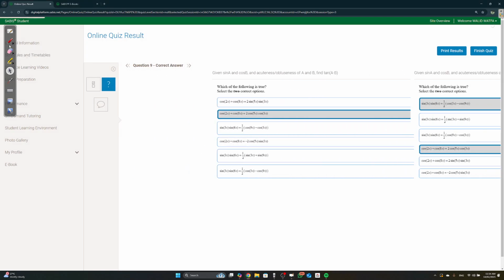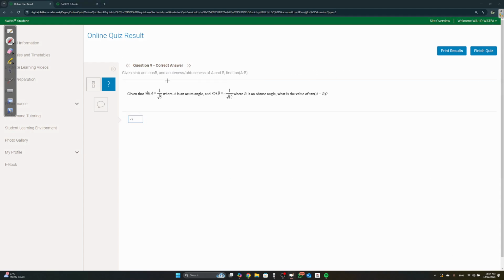Question 9. Given that sine A is 1 over root 5, where A is an acute angle. Acute means it's in quadrant 1. It means the angle is less than 90 degrees. And cosine B is negative 1 over root 10, where B is an obtuse angle. What is tan(A minus B)?